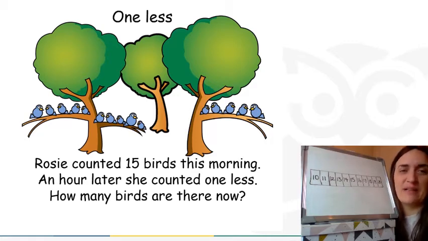We have also looked at these birds before, haven't we? But this time we're going to be looking at 1 less. Say 1 less. 1 less means I'm going to be counting backwards. Let's have a look. Rosie counted 15 birds this morning. Can you just double check that by counting the birds on your screen?